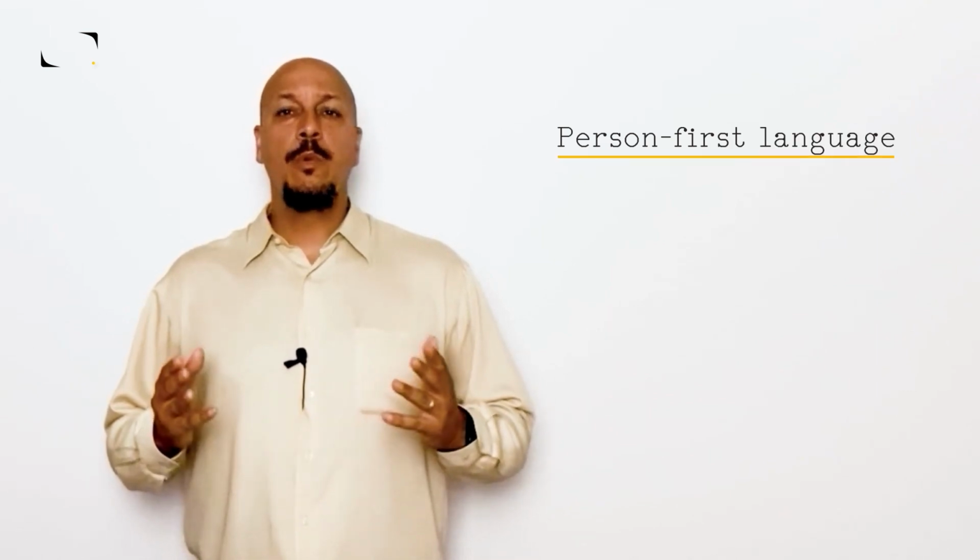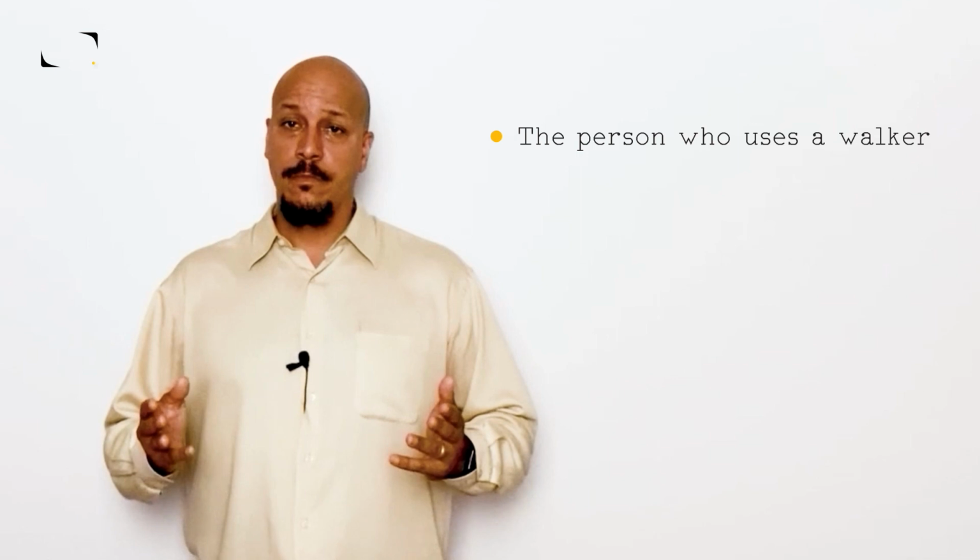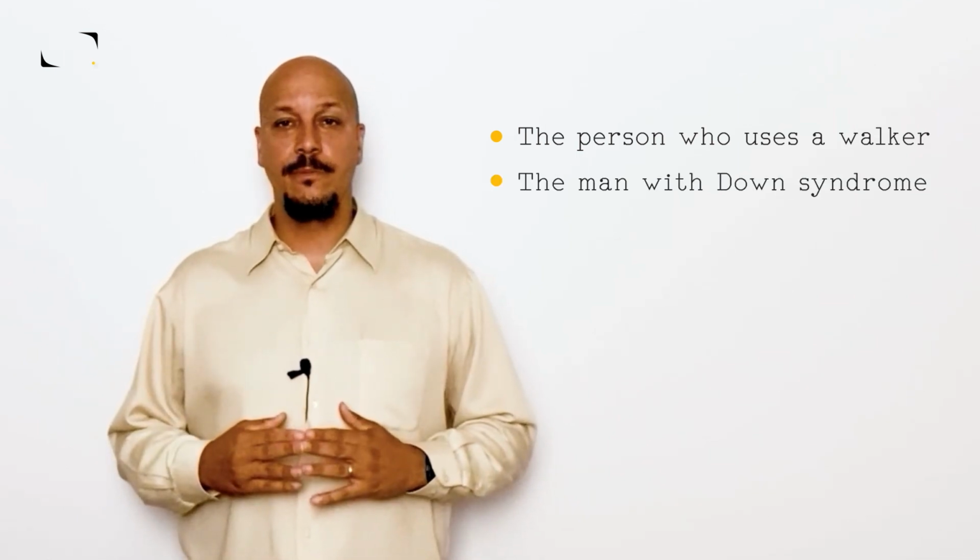It's important to remember that people with disabilities are individuals, so we refrain from group references, such as the disabled or the blind, and use person-first language. This means that when we talk about people with disabilities, we place the person first and the disability second. For example, you could say the person who uses a walker or the man with Down syndrome.